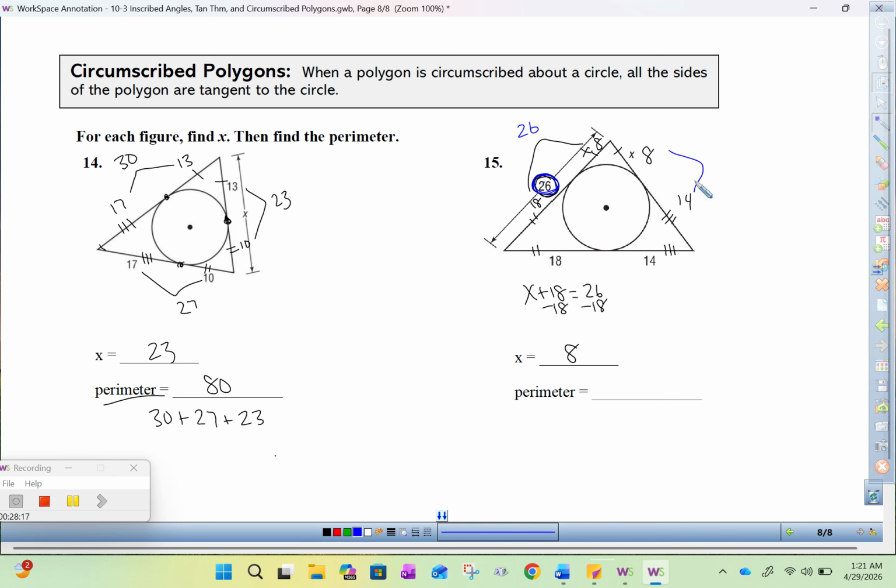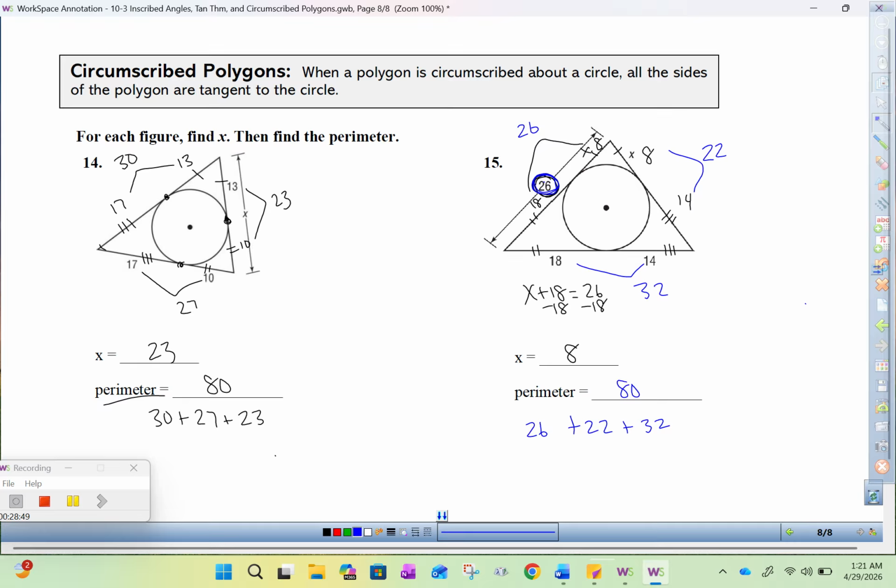Then over on this side, we're going to add those as well. 14 and 8 is 22. And then over here, 18 and 14, 32. And we're going to write out our perimeter equation. It doesn't matter what order you write these as well. 26 plus 22 plus 32. Type the whole thing in your calculator, and we get 80 again, which was just coincidental. It's not always 80, I promise.